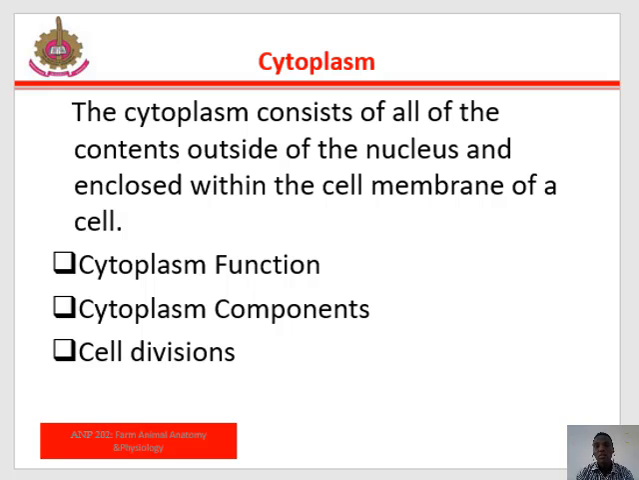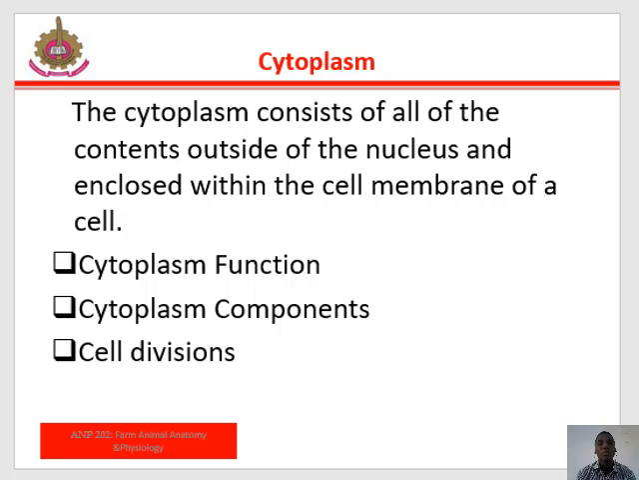Many cellular processes also occur in the cytoplasm. In addition, the cytoplasm helps to move materials such as hormones around the cell and also dissolves cellular waste.